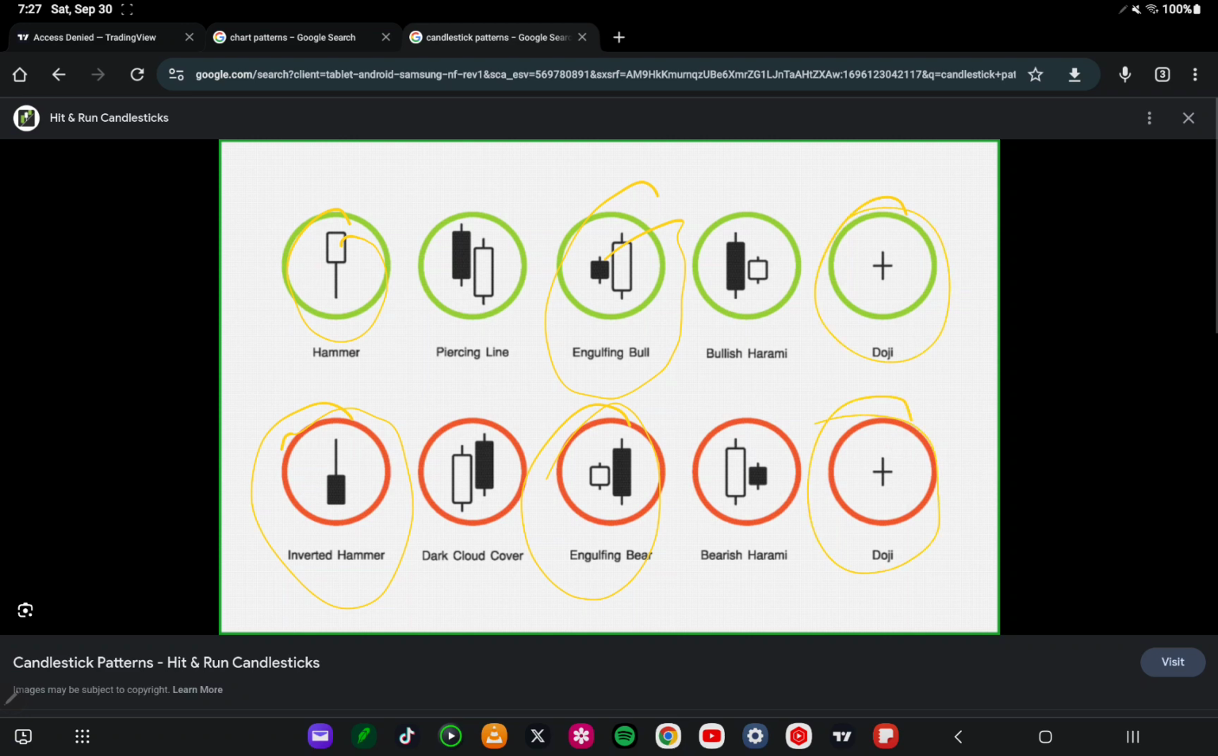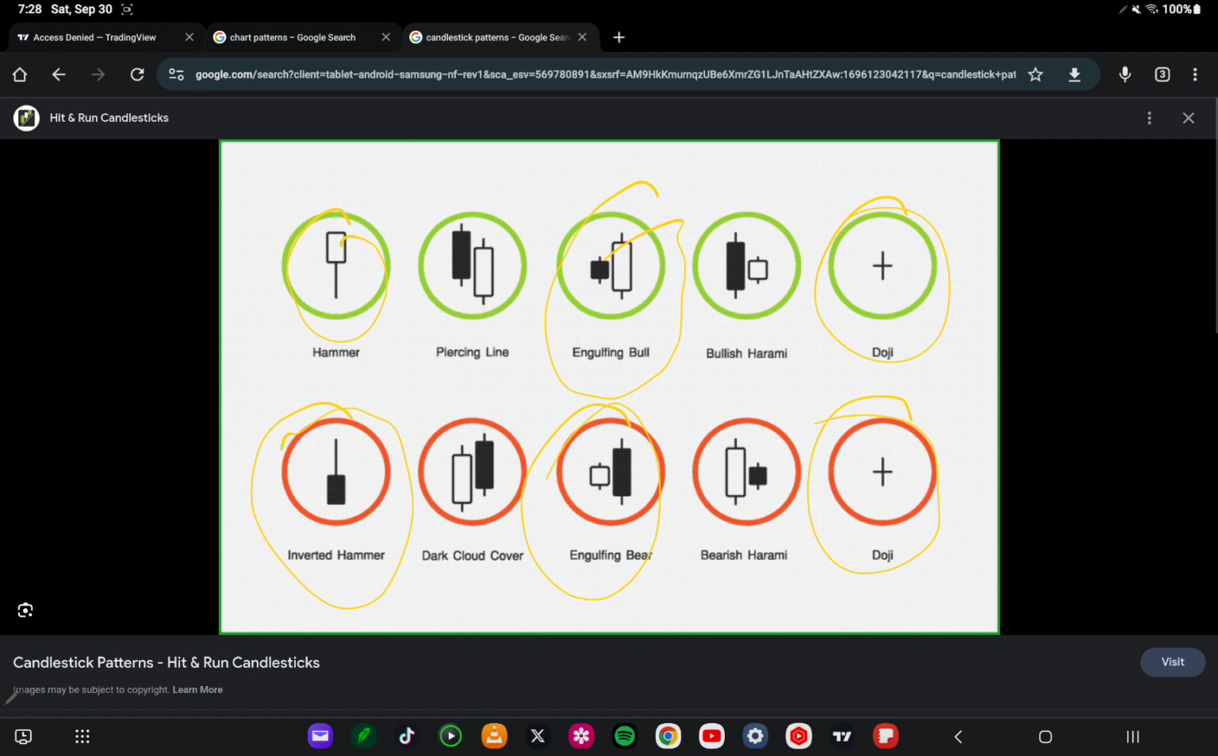Those are basically what I use in confluence with other maybe chart patterns, my Fibonacci levels, my zones, my support and resistance. So you don't have to know all the candlesticks, to be honest. Majority of the time, those few ones are just what I use to take my trade.